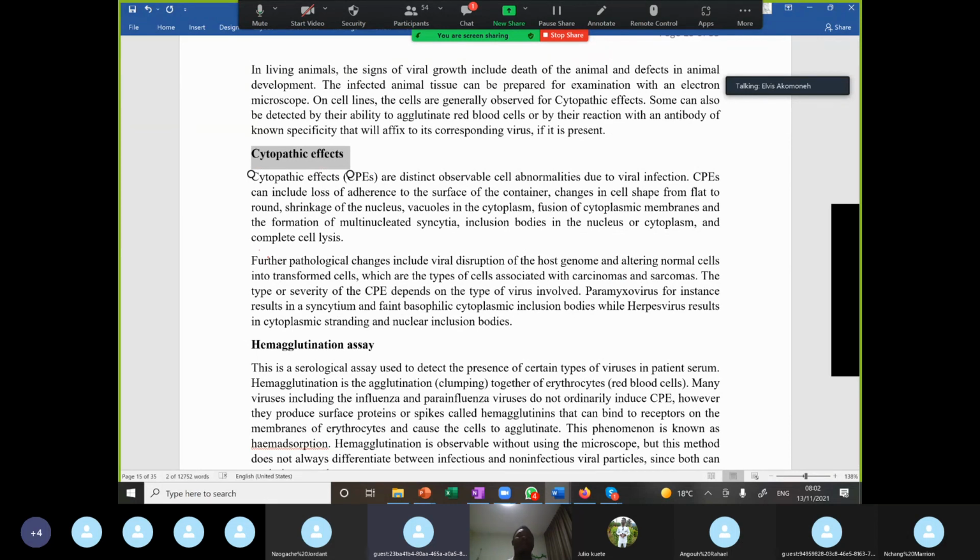So we explore the ability of the virus to adsorb and agglutinate red blood cells, the ability of the virus to react with serological components, antibodies, and our ability to use amplification techniques to detect the viruses. I'll be expatiating on this when it is necessary.